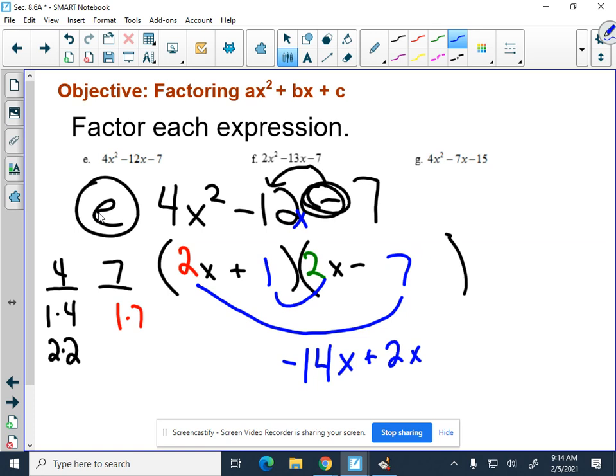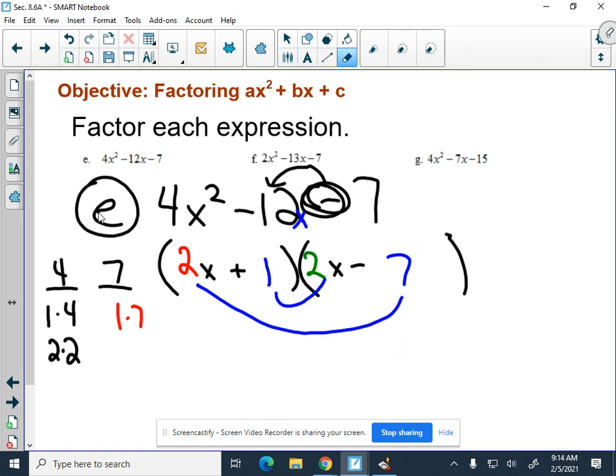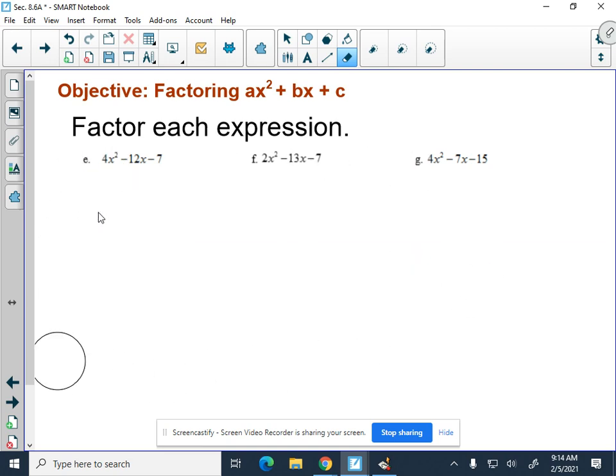Now, sometimes some students mess up on the signs. For instance, they might have put the negative with the 1 and the positive with the 7. Then you would have gotten a positive 14x and a negative 2x. You would have gotten positive 12x. Then you simply learn, if I got the right number but the wrong sign, you just have to change the signs around. You just messed up on the signs. We have it right, so we actually have a negative 12x. Put it together. All right, let's try part F on the notes.